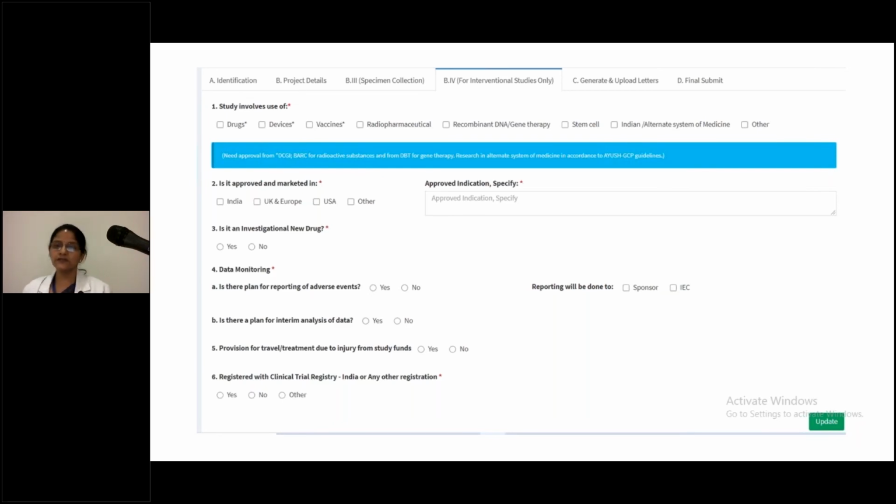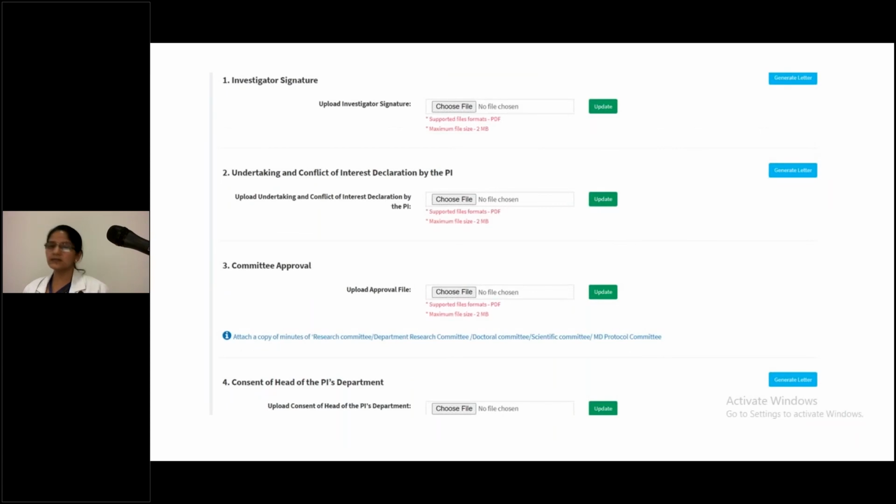So after you've done this, you have to upload certain forms. One is the investigator signature. Again, this is a PI who signs the form. So you can download the form and then upload it after signature. Similarly, you have a conflict of interest form, that is, you can generate it, download it, get it signed and upload it. You have to have a committee approval.